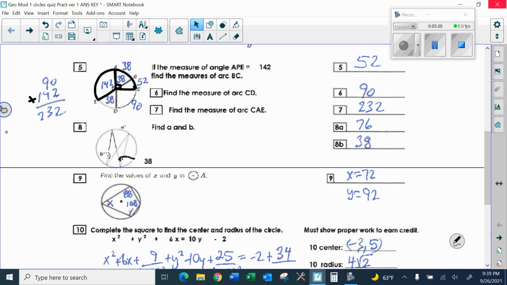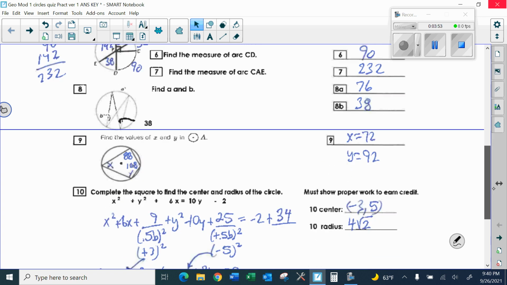Okay, down here at number 8, find A and B. A is right here, B is right there, and this is 38. Well, that's an inscribed angle. The inscribed angle equals half of its arc measure, so that is double that. So that makes this 76 for A. Well, don't forget, angle B has the exact same arc measure as angle A. They're the same. So half of 76 is 38 for B.